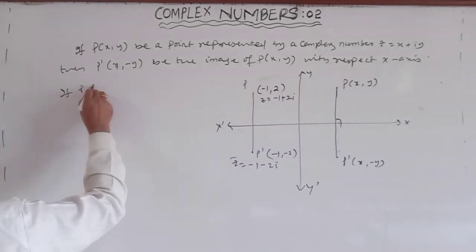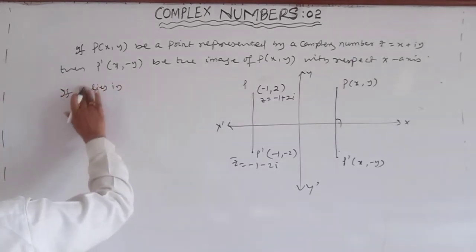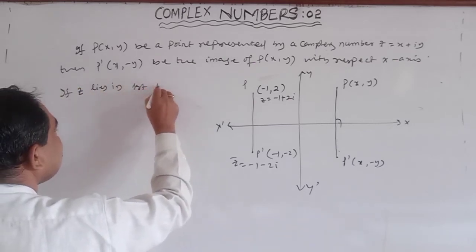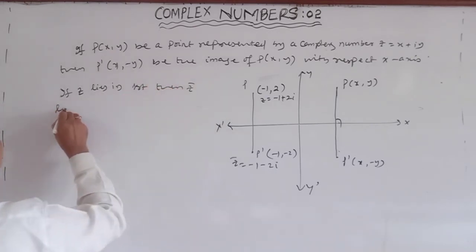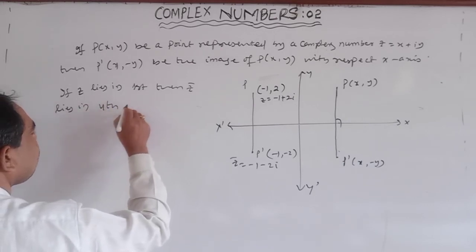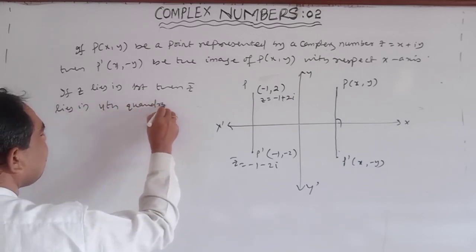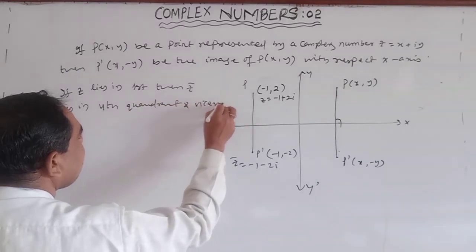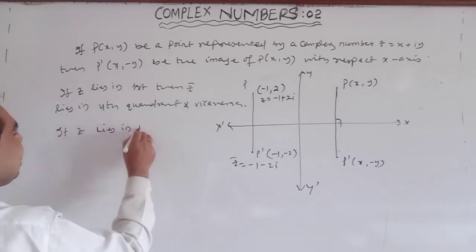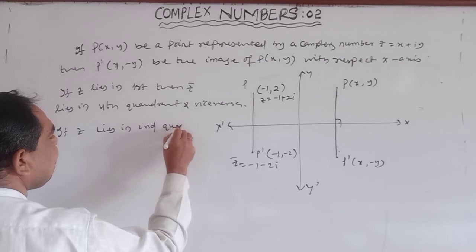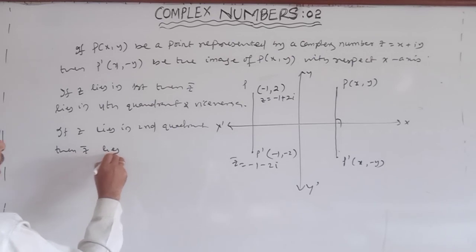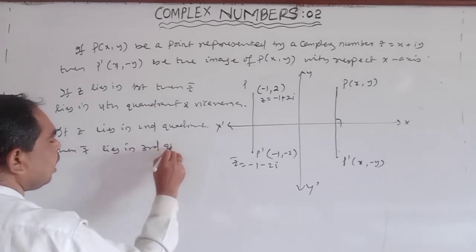If z lies in the first quadrant, then z bar lies in the fourth quadrant, and vice versa. If z lies in the second quadrant, then z bar lies in the third quadrant, and vice versa.